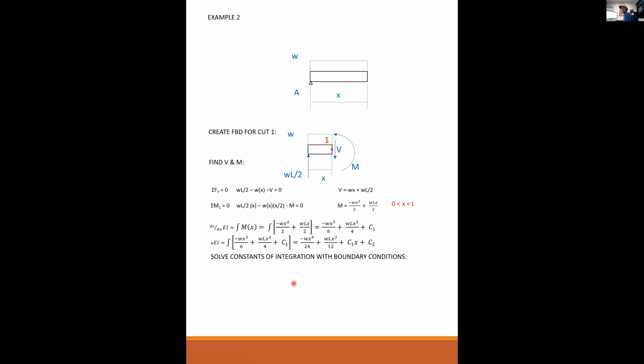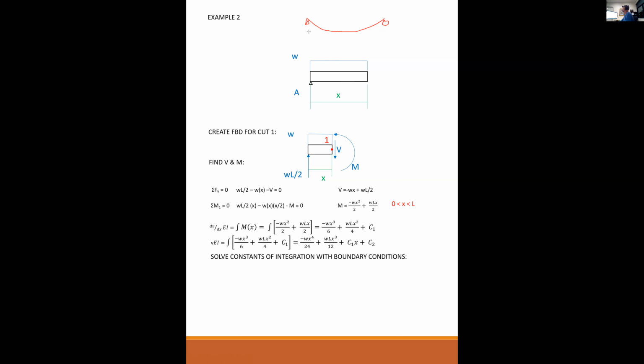Anybody? What if I draw a sketch of the deflected shape? The beam is symmetrical. So do we know anything about the slope anywhere on that span? At the half point, it's equal to zero.